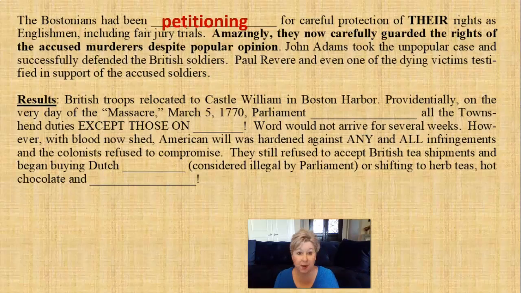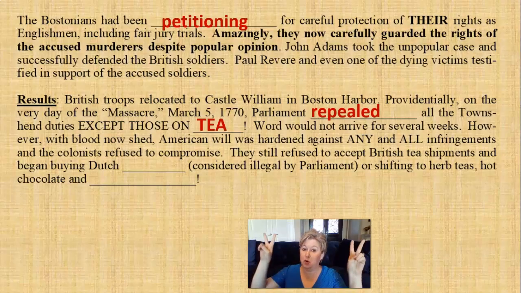Providentially, unknown to anybody else, on March 5th, the very day the massacre had taken place, back in England, Parliament had voted that day to repeal most of the Townshend Acts. All of them were repealed except those on tea. Word won't get here, of course, for several weeks. It can take up to 6 weeks for a ship to cross, and so for news to arrive came much later, probably in April. However, now we get this quote-unquote good news.